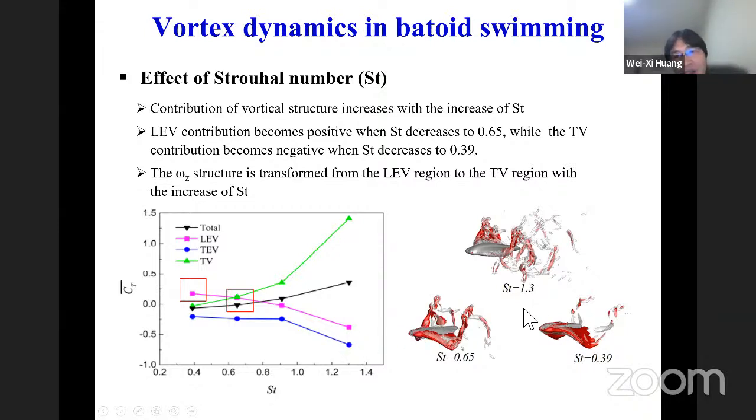The reason can be seen from the instantaneous field. At a low Stokes number, we can see the main structure is the leading edge vortex. But as the Stokes number increases, it transforms to the span-wise vortex in the tip region. So this explains why at a high Stokes number it has a much higher contribution to the thrust force.